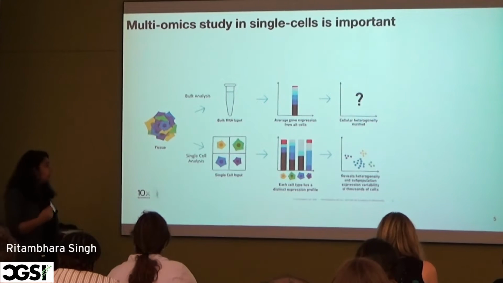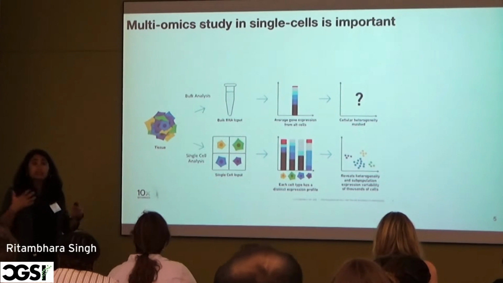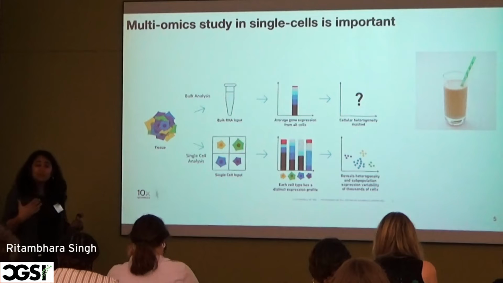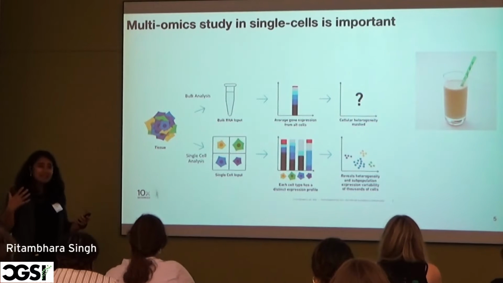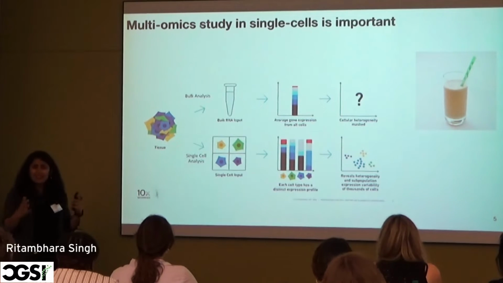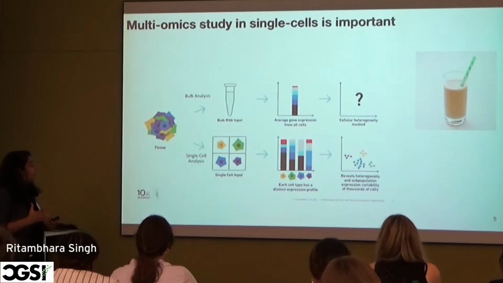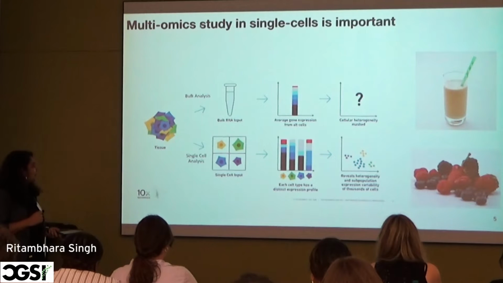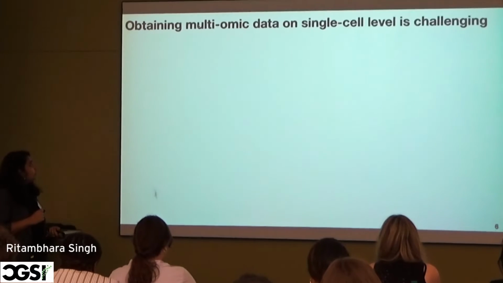So you can imagine, since we can measure things at single-cell level, it reveals more heterogeneity that may exist in our data sets. A very popular example that people use in this field is that of a smoothie. So you can think of bulk sequencing as a smoothie, so you have a general idea of what's happening. But what single-cell sequencing allows you to do is look at each individual fruit that went into your smoothie.